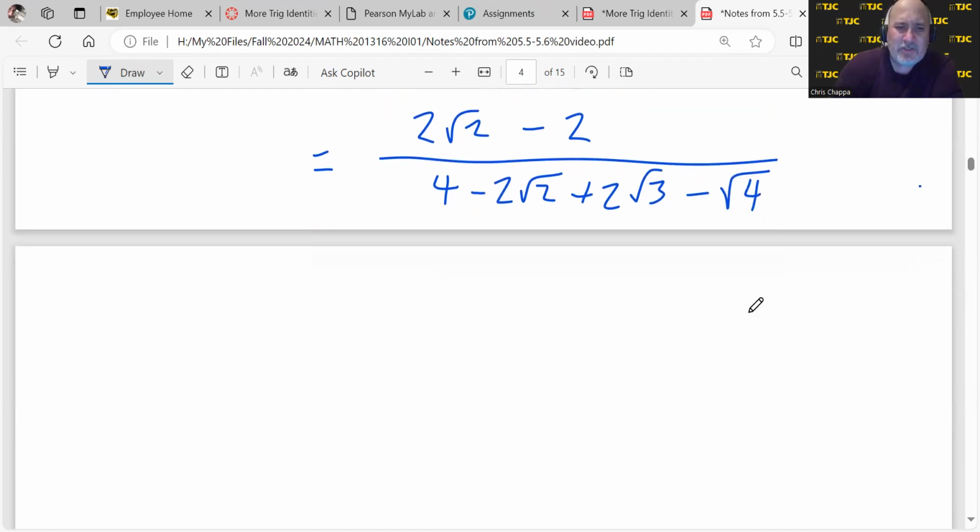And now we clean this mess up. Nothing happens on the top. We get 2 square root of 2 minus 2. But on the bottom, okay, I see a 3 that should be a 2. It's been a long day.